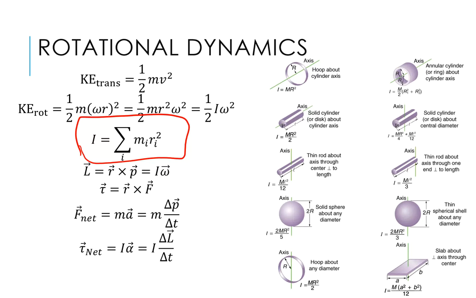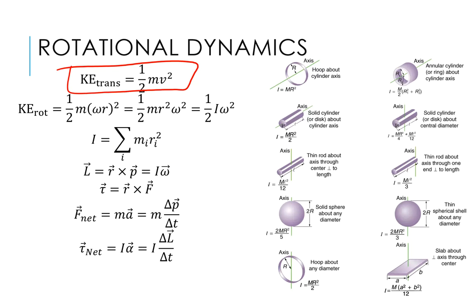So you use this table because otherwise you need calculus. On the left side here, I have all of the equations we use in rotational dynamics. This one here is not rotational, it's a starting point. But instead of saying kinetic energy, it now says kinetic energy trans. That means translational. Traveling in a straight line is what we call translational. So we have the translational kinetic energy.